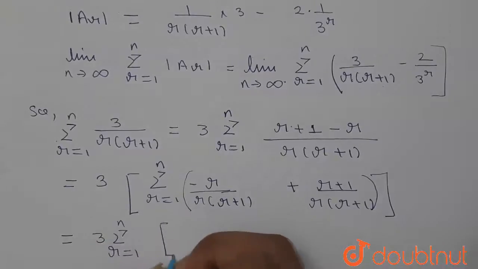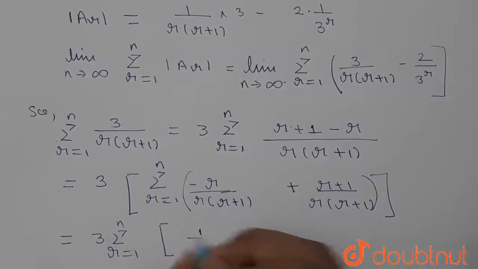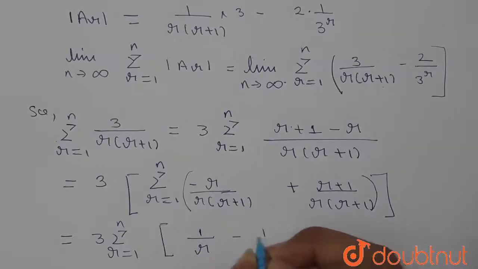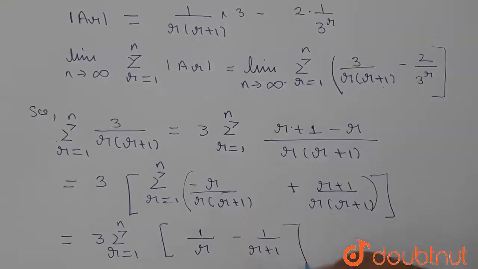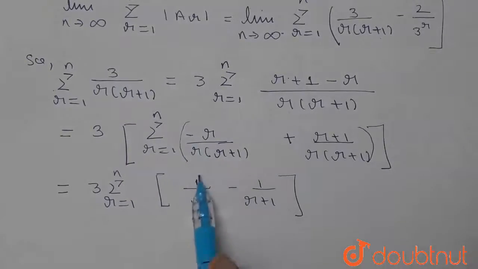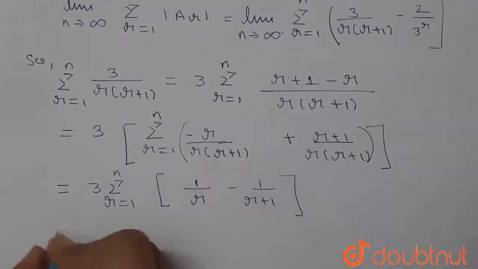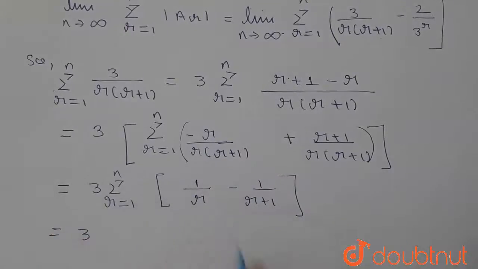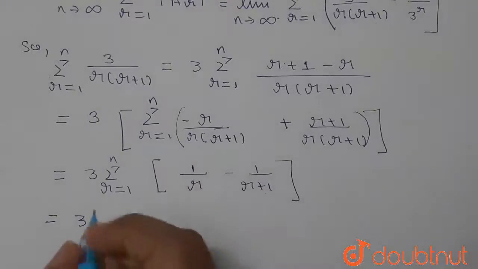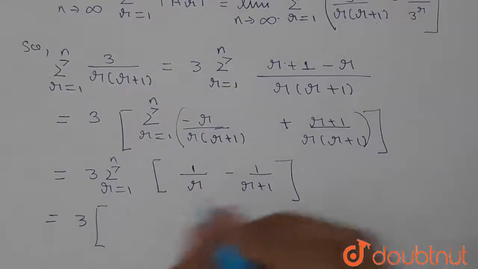In the bracket, after taking LCM, what we are left with is 1 by r minus 1 upon r plus 1, right? So this thing can be written as 1 by r minus 1 upon r plus 1. So that is equal to 3, and now we will apply the summation here. We put r is equal to 1: this is 1 by 1 minus 1 upon 1 plus 1, that is 2. So we put here the values of r: 1, 2, 3 till n.